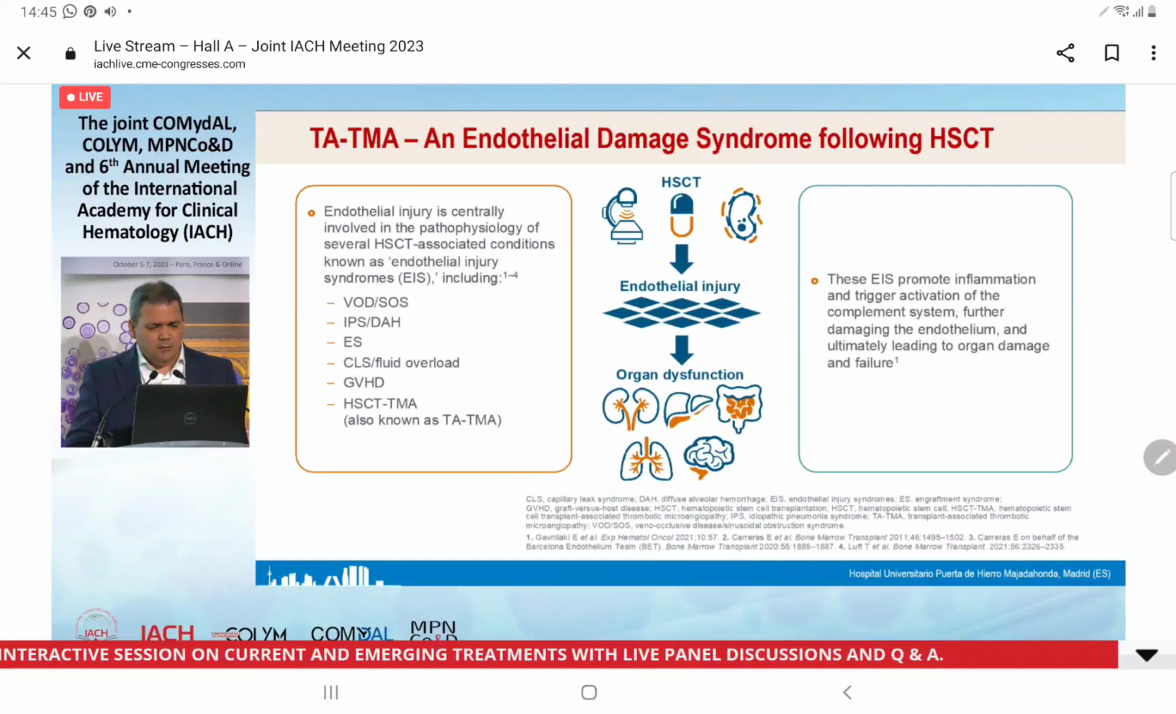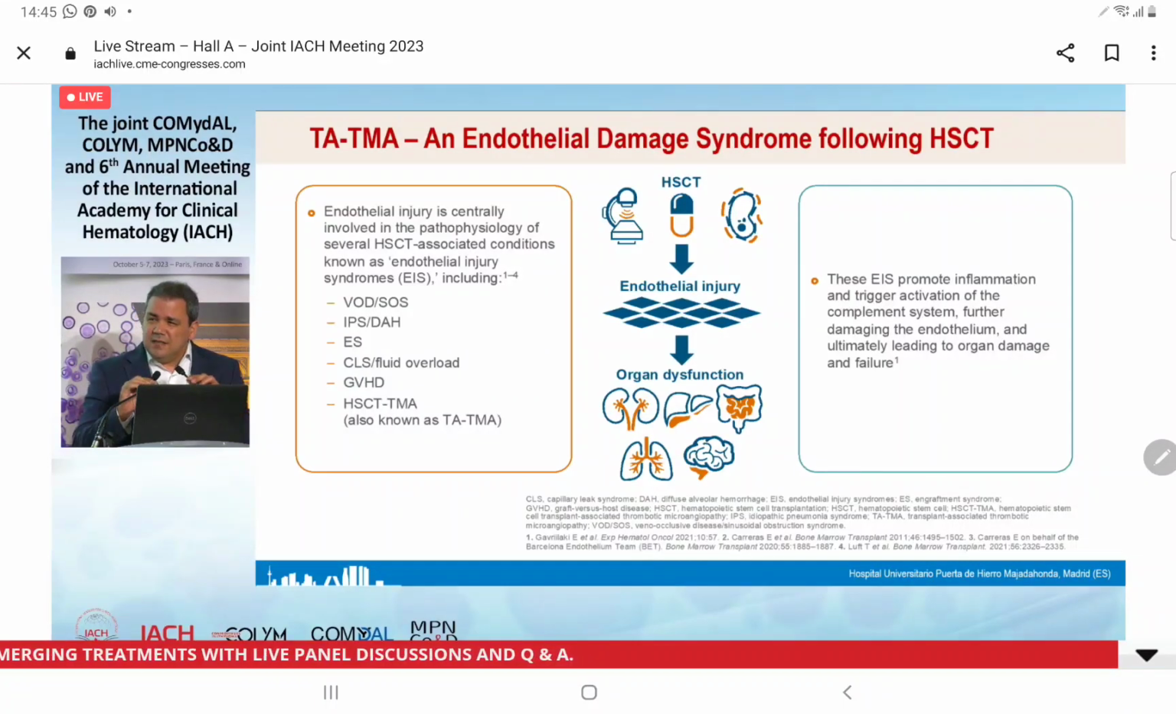I'll go very quick on this, and the first couple of slides are just to highlight something that Mohammed has explained very clearly. None of these are isolated diseases.